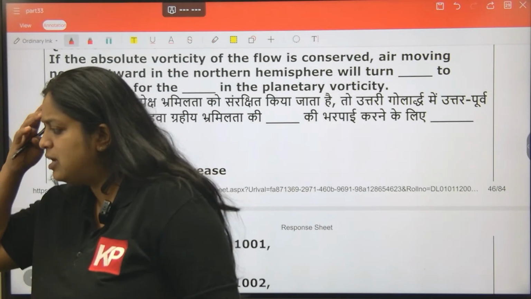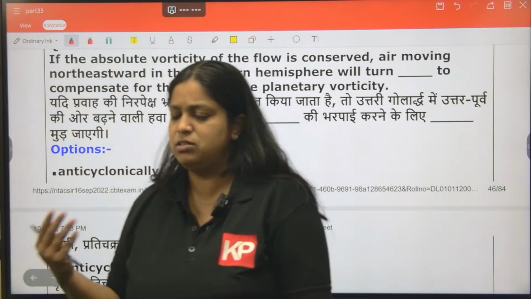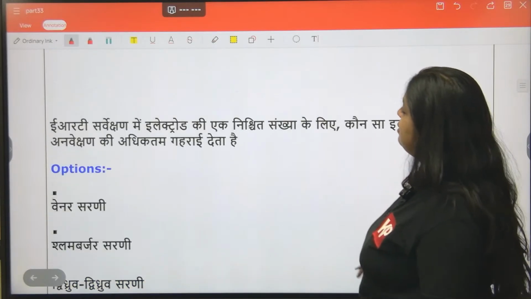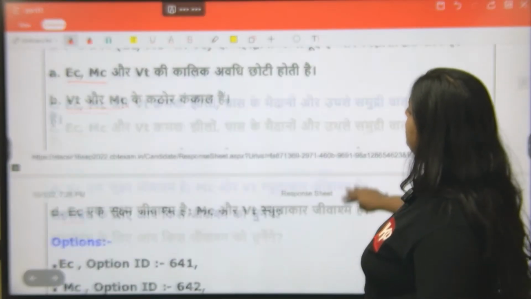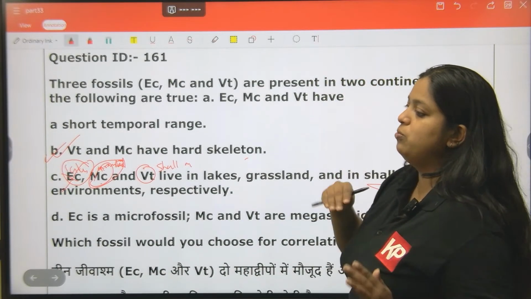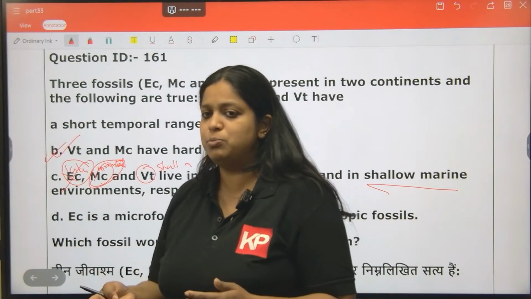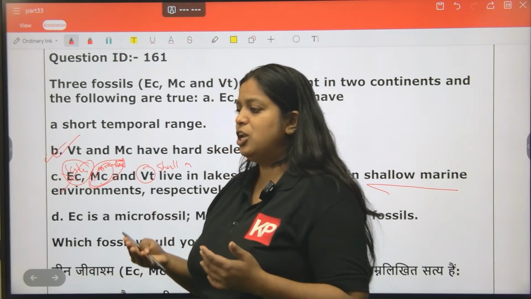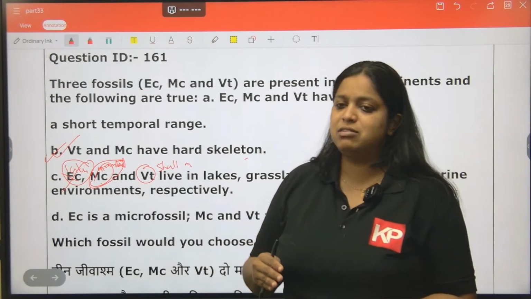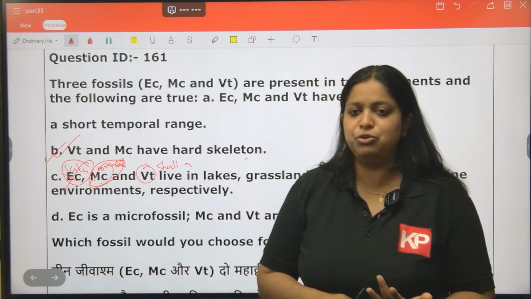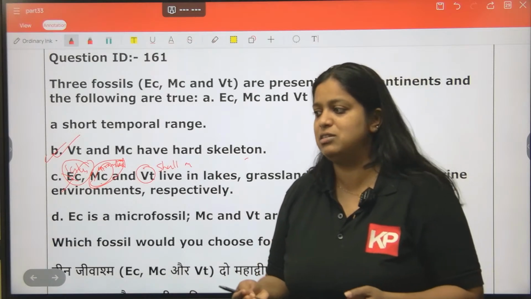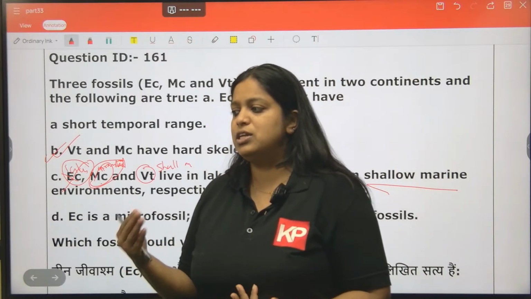Another one: VT has a hard skeleton and shallow water means above CCD. Yes, but they have not mentioned that they have a calcareous shell. They have not mentioned a calcareous shell or anything, so there is no implication of calcium compensation depth here. Shallow water situation means the sediment supply will be much higher. The higher the sediment supply, the better the preservation of fossils. In the deep ocean situation, the sediment supply is much lesser than in shallow water conditions. So that is one reason.